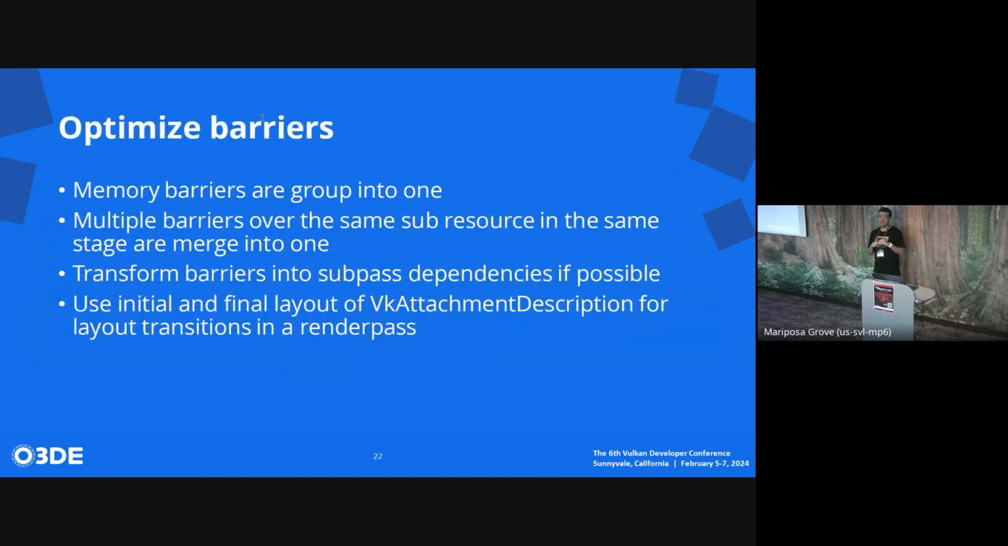For the optimization, if we have multiple memory barriers in a pass, we just merge them into one. If we have barriers that are affecting the same resources, we do the same and merge them into one. We transform barriers into subpass dependencies if possible, but I just heard from the lecture in the morning that they're useless, so I guess we're going to remove that. We also use the initial and final layout when we're creating render passes to do any kind of image transition that was specified through a barrier.